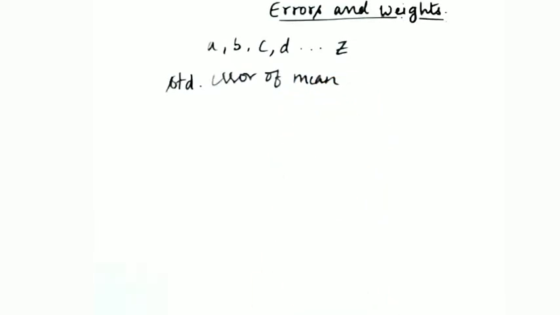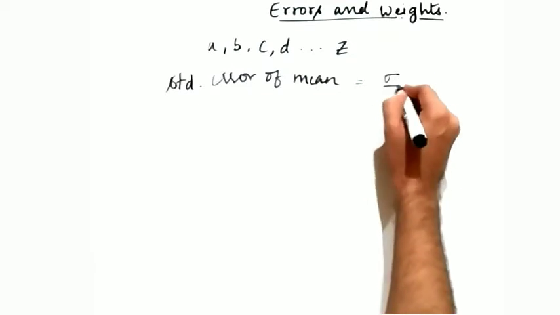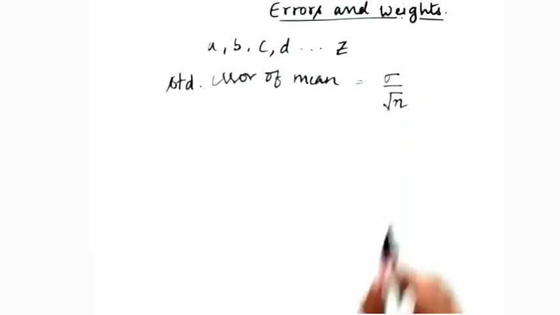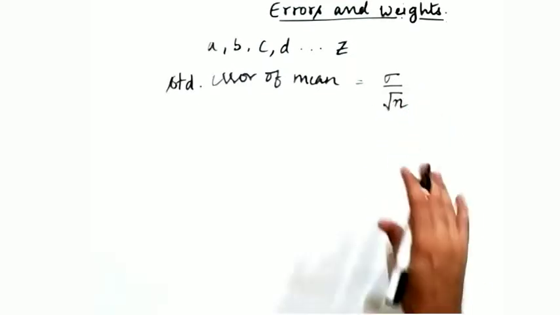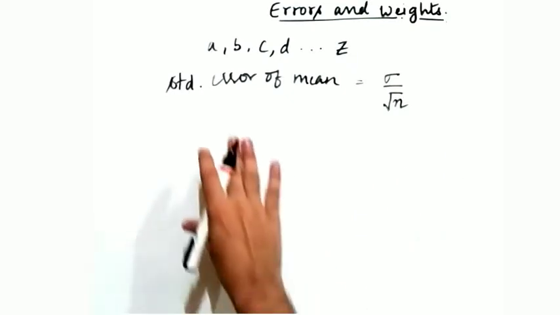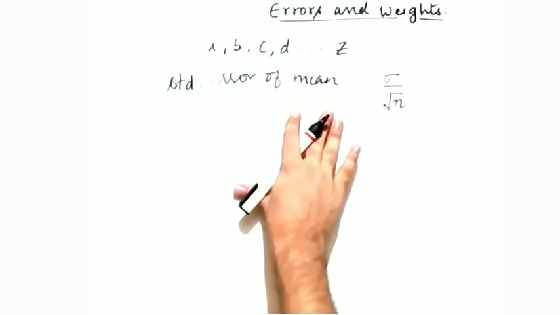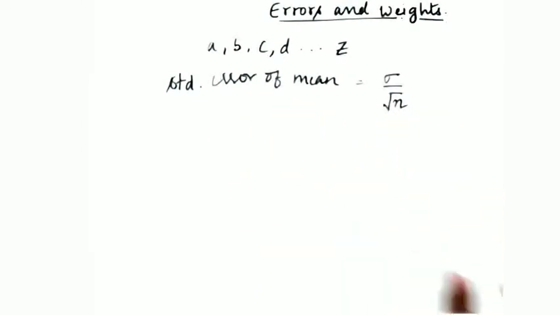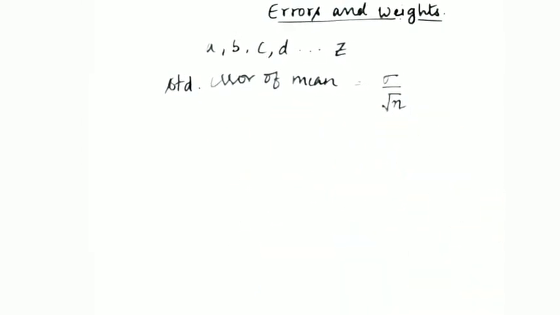To calculate the standard error of mean, you just have to divide the standard deviation by the square root of n. What is the square root of n? n means the total number of observations. Whenever it is about the mean, you have to take the square root of the number of observations and divide sigma by it.